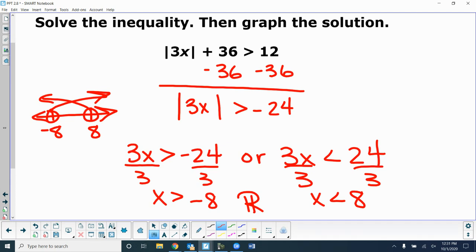So if you recognize that you have an absolute value greater than a negative, it's always going to be what? All real numbers. Anything's going to work. Okay? You realize that you can not worry about doing all this and just say all real numbers. If it's all real numbers, you don't have to graph it. But it still worked out that way when we did all the work too.